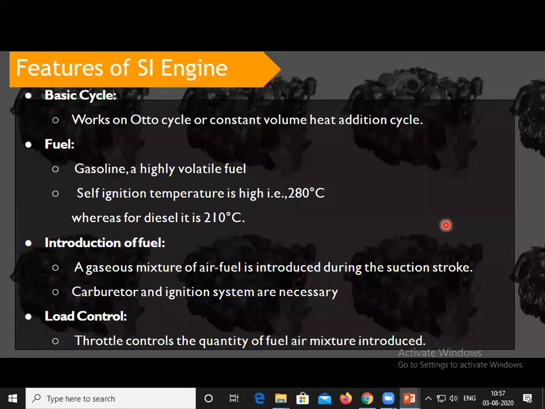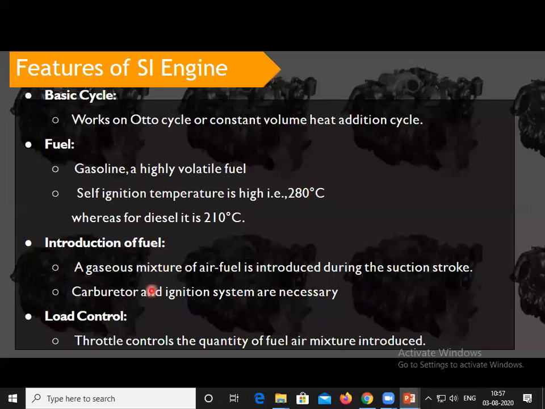This is the basic cycle: which fuel we use, and how much pressure there is. For an SI engine, the self-ignition temperature is high, around 280 degrees, whereas for diesel it is only 210 degrees. So we can't easily ignite the gasoline or petrol fuel by compression. Since we also use a low compression ratio, we can't self-ignite the fuel, so that's why we use the spark plug here.